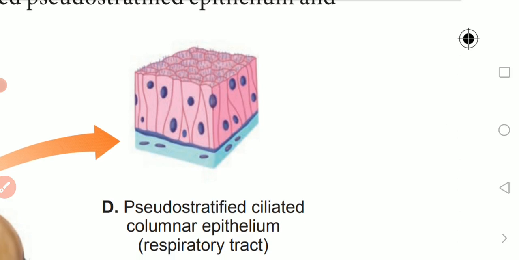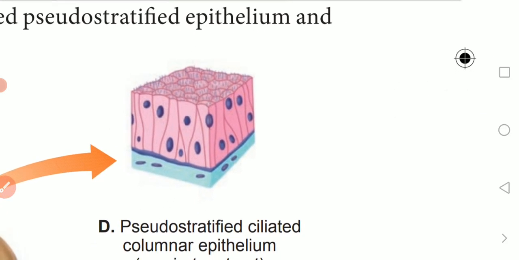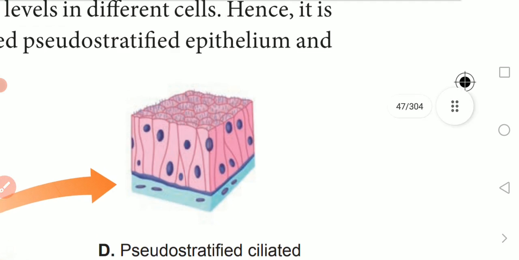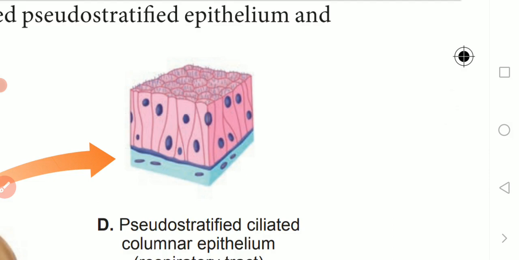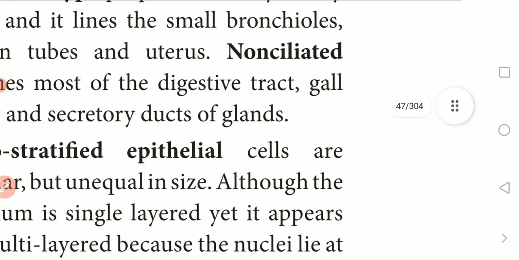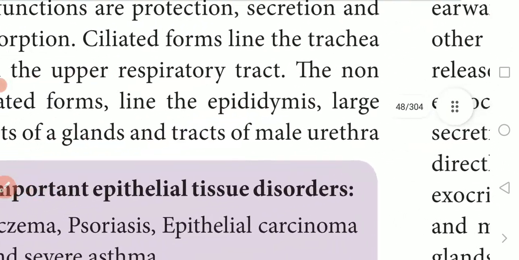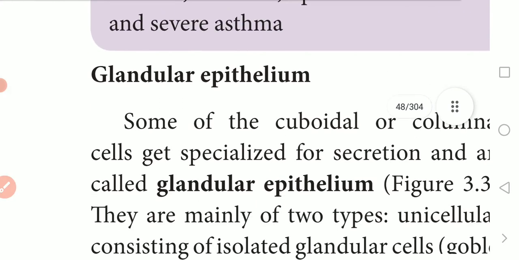Because the nuclei lie at different levels in different cells, it is also called pseudostratified. Pseudo means false, a false stratification. That is why it is called pseudostratified epithelium. Its functions are protection, secretion and absorption. The ciliated form lines the trachea and upper respiratory tract. The non-ciliated form lines the epididymis, large ducts of glands and the male urethra.